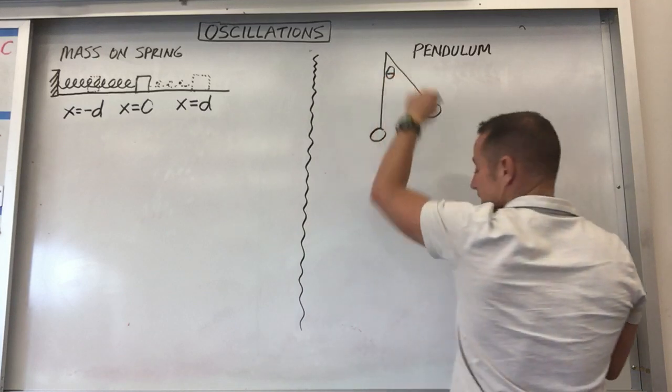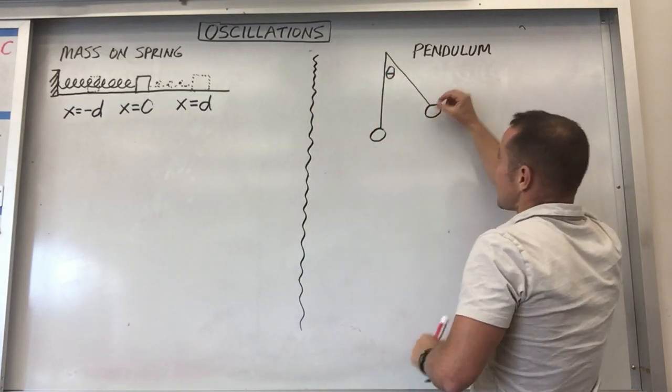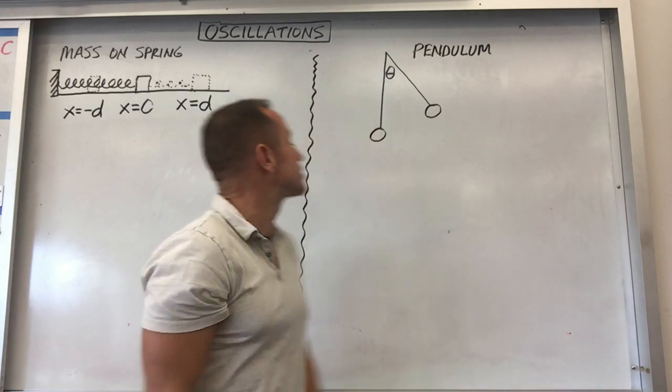The other one is just the mass on the end of a string, or a pendulum, where you pull the mass up and let it swing back and forth. So we're going to look at those two systems.